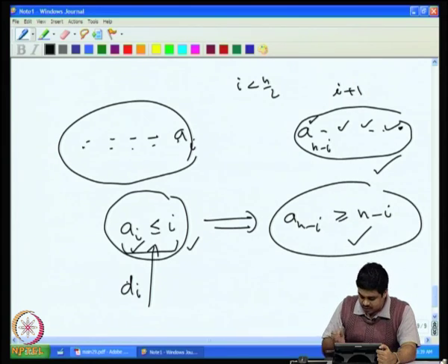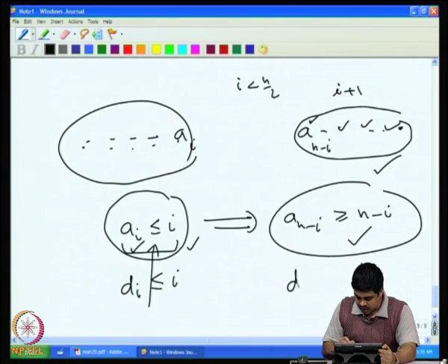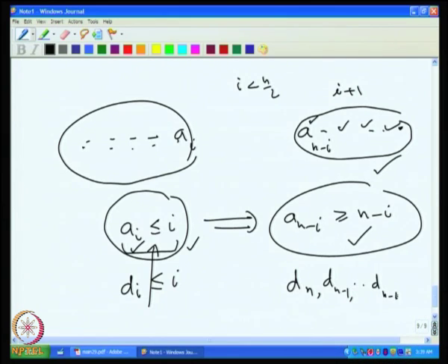If this is not true, then we do not have to worry about anything. Suppose, on the other hand, di is also less than or equal to i. Then we just need all of dn minus 1 up to dn minus i to be greater than or equal to n minus i.